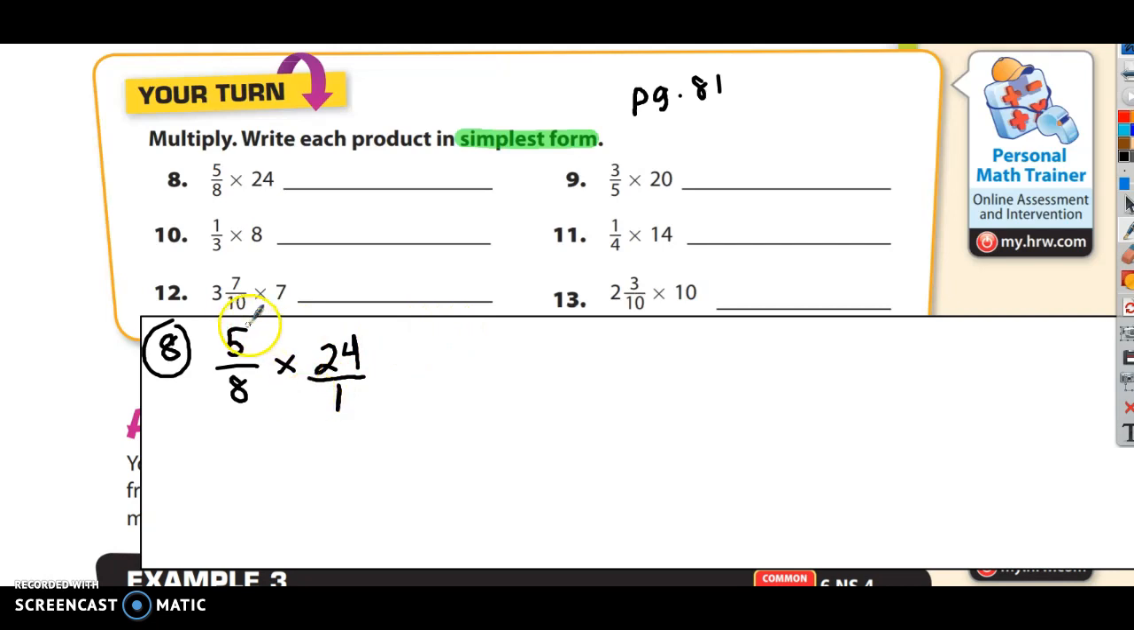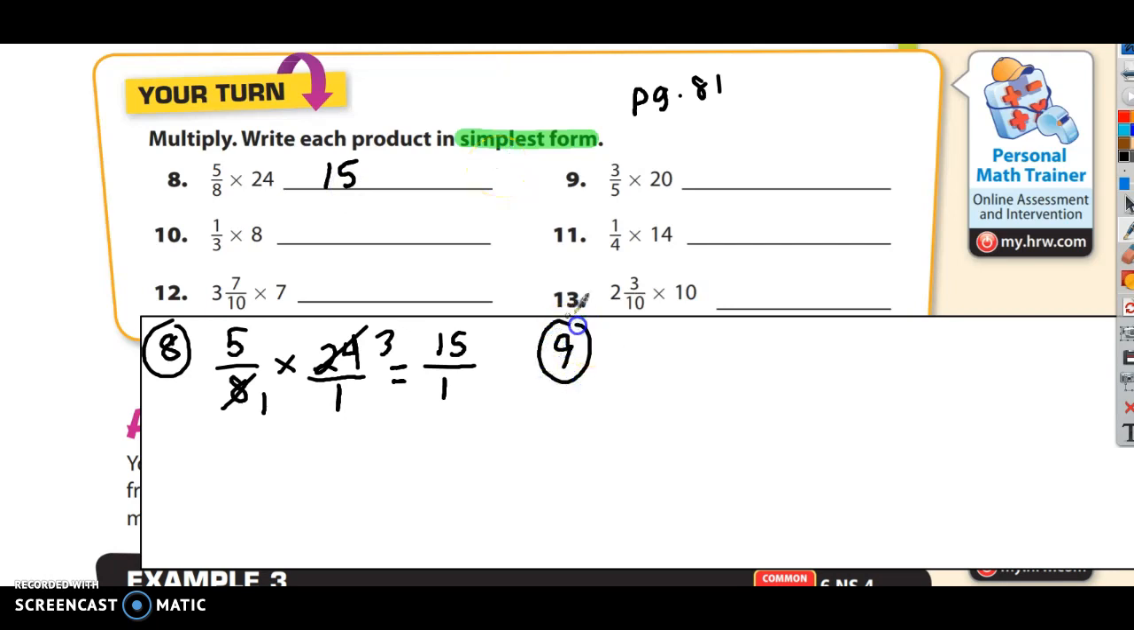But it'd be better for me to look diagonally. 5 and 1, they don't share a factor, but 8 and 24 do. 8 and 24 are each divisible by 8. 8 can go into itself once, and 8 can go into 24 3 times. So 24 over 8 would simplify to 3 over 1. And look at how simple this is. I now have 5 times 3 is 15, over 1 times 1 is 1. And 15 over 1 is the same as 15. The answer to number 8 is 15.